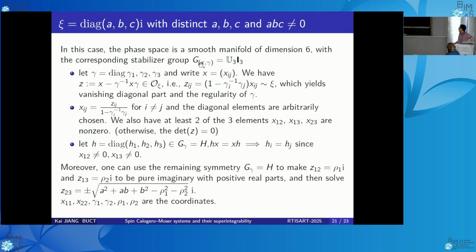And in fact, we can show that if we take this Z12, Z13, we can make it pure imaginary or real, as you like, because there is still H inside, we can act with H on this X. So we get this X, this Z, and we can solve this one. So finally, we get x11, x22. They are free variables. They are action variables. Gamma 1, gamma 2, you can regard as the angle variables. And rho 1, rho 2, you can view as the spin variables. So this is easy because the phase space is really a manifold.